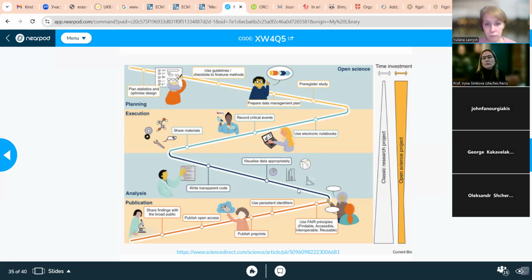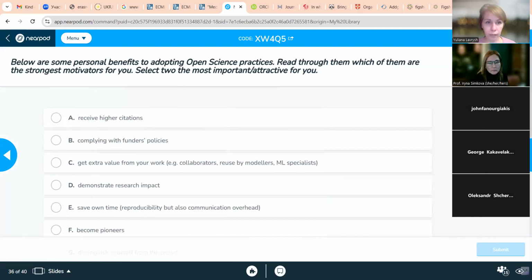Then analysis, you can find, visualize your data. How? You don't know how to visualize your data. You can use open software, and they will draw a pie chart, for example, instead of you. Yeah. And then publication. This is the most obvious way.